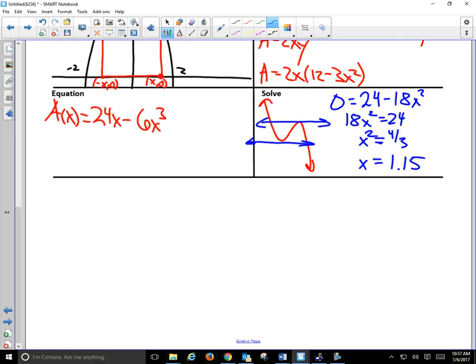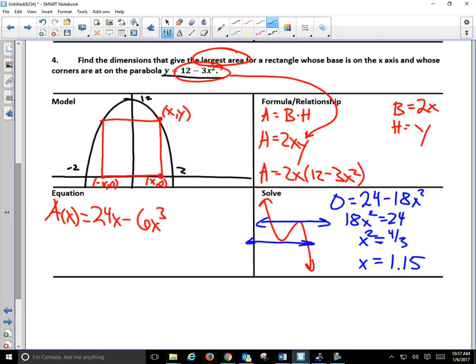Done, right? I mean, all of our mathematical career, if we come up with x equals, we're like, that's it. No, we're not done. What does it ask for? I want the dimensions. What's the base? Double the 1.15, thank you. 2.3. And the height, how do I find that? Yeah, plug it into the 12 minus the 3x squared.